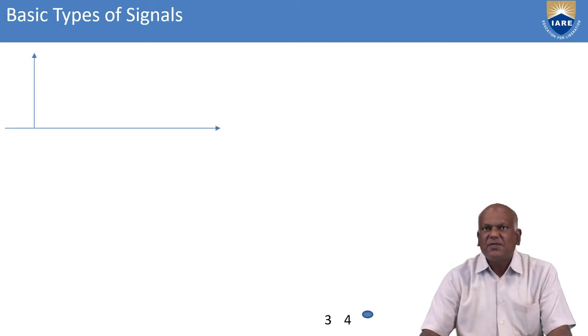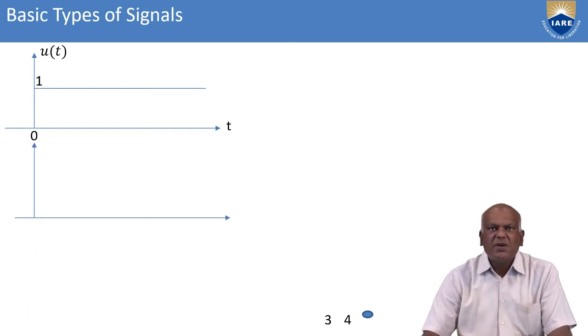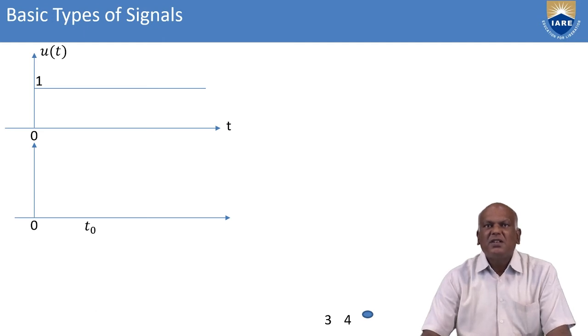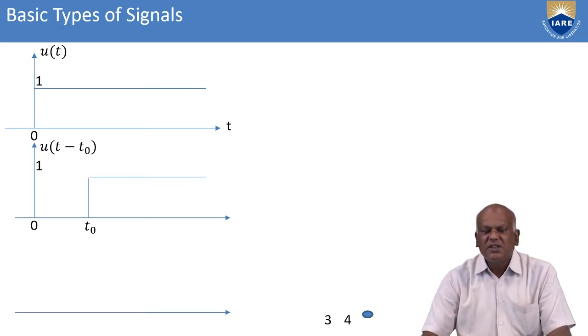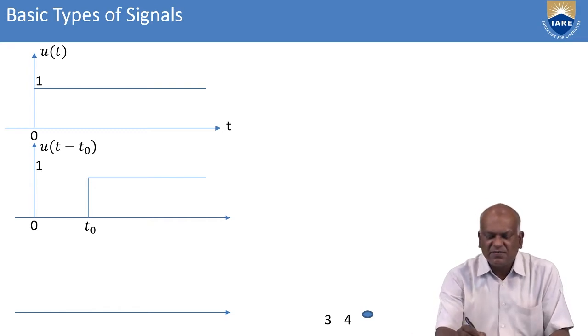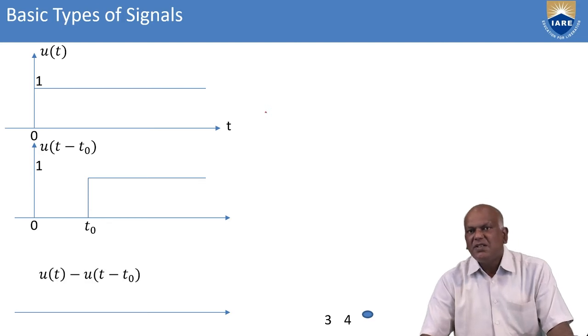Let us consider some types of signals like this. Suppose I am constructing the gate function or the pulse function from the u of t function. Let us see u of t. You know that u of t is equal to 1 for t greater than or equal to 0. The shifted version of u of t is given like this. The u of t can be shifted by t0 seconds towards the right. This is defined as u of t minus t0. Suppose I want to construct u of t minus t0.